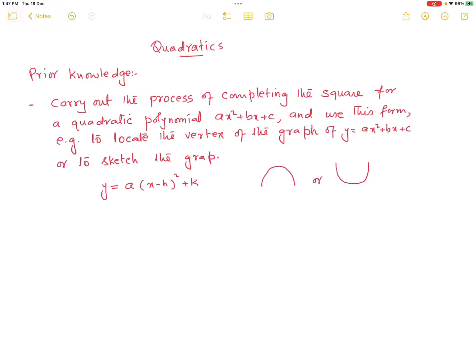A represents, I can say that if A is less than 0, means if it is in negative sign, the curve is like this, or we call it maximum curve. And if A is greater than 0, means if it is a positive value, the curve looks like this. It's a U-shaped curve, and we call it a minimum curve.